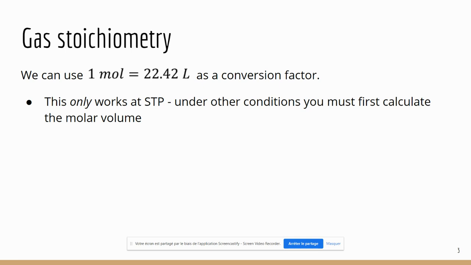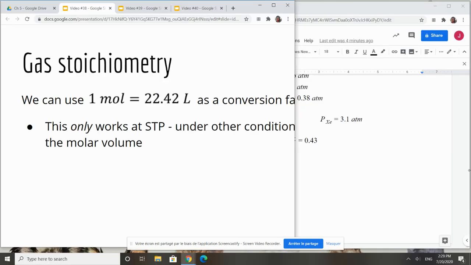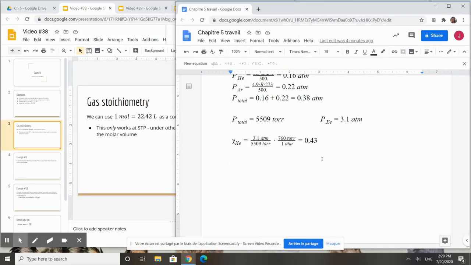So when we're doing chemical reactions that involve gases, you will sometimes need to be able to use the volume of the gas in order to do the stoichiometry calculations. In order to do so, if you are at STP, you may use the relationship that 1 mole is equal to 22.42 liters, which I'm going to show you where that derives from, because if you're not at STP, you will need to derive it yourself.